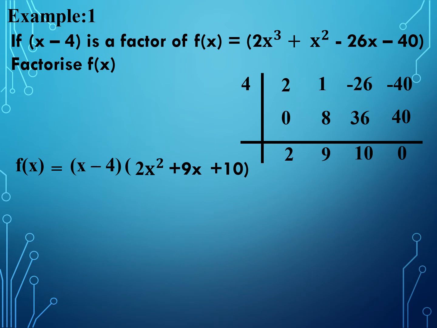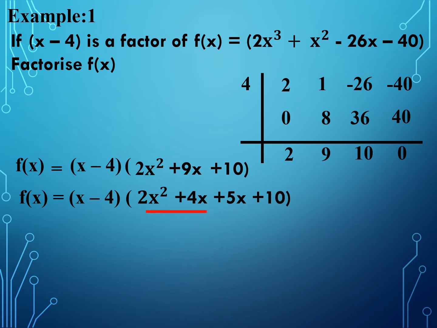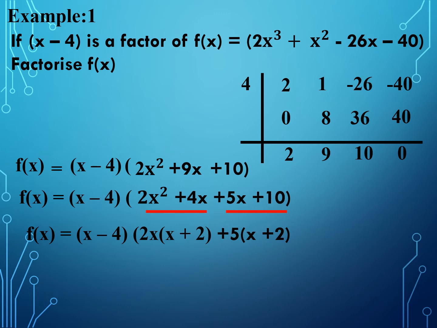Now we know how to split this by splitting the middle term. So we will factorize the second bracket using splitting the middle term. 2 tens are 20 and 4 fives are 20. Using that, splitting the middle term, we will factorize the second bracket and reach the answer. And the final answer is f(x) is equal to x minus 4, x plus 2 and 2x plus 5. This is how you can use synthetic division when a factor is given.